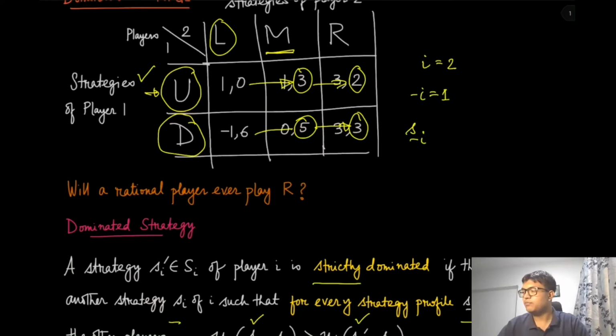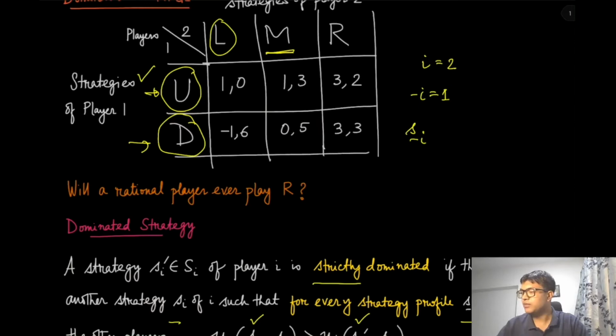But if you look at player 1 and look at the strategy D, you can see that here the utility of player 1 when it plays U is at least as much. Let me just erase a little bit to make it a little clearer.